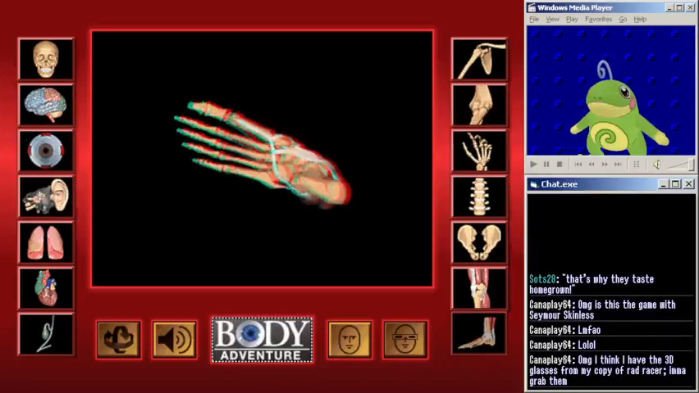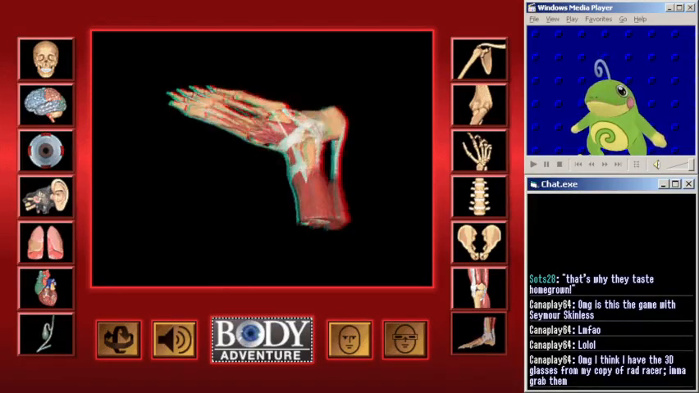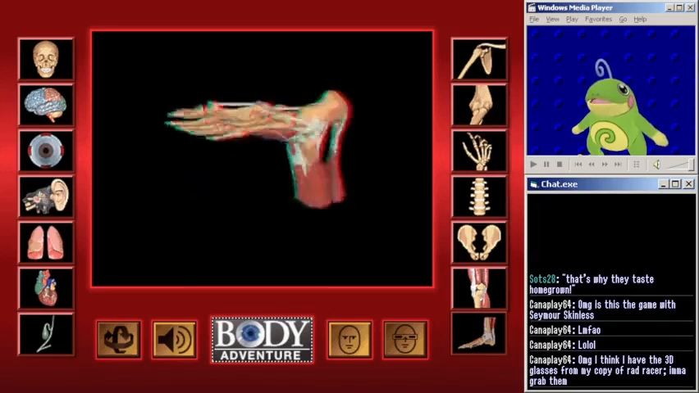Ankle. Yep, ankle's just another one that just shows you the outer surface and doesn't really do anything.